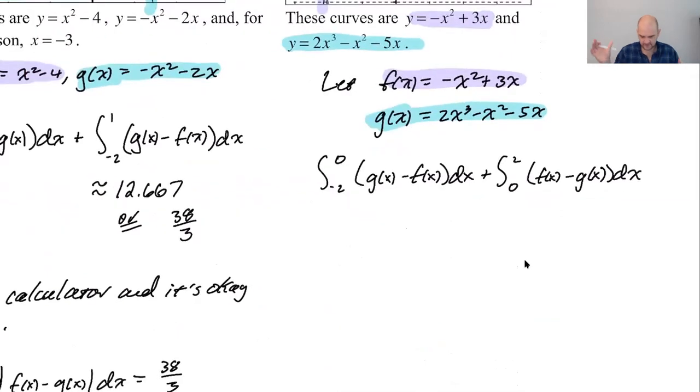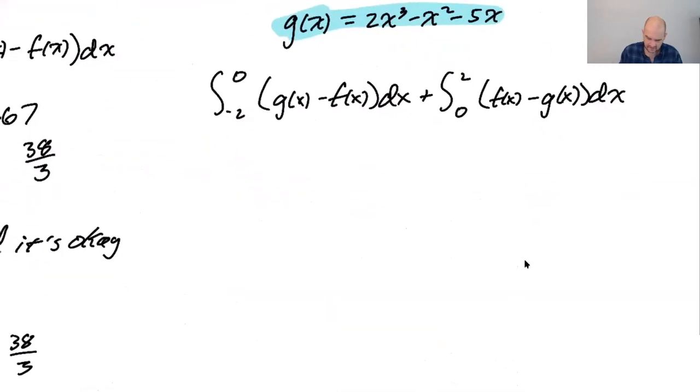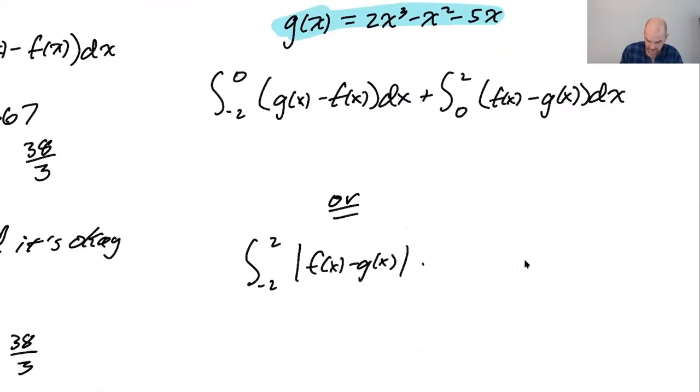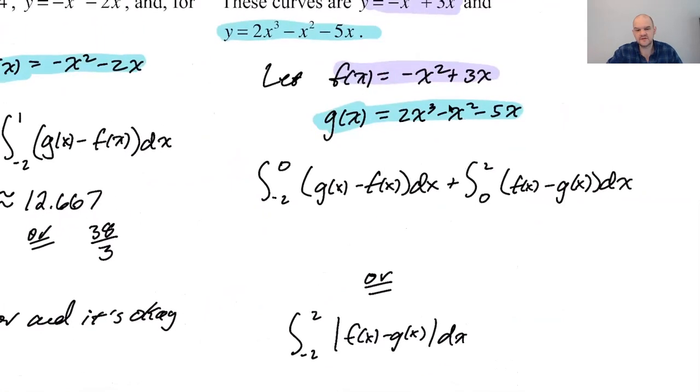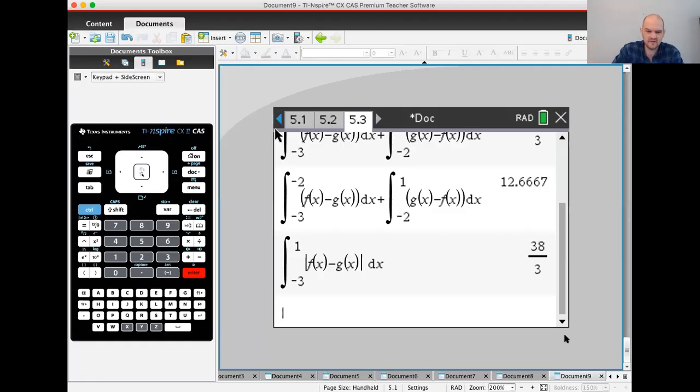Okay, calculator. So what else could we have done? We could have done the integral from -2 to 2 of the absolute value of just f of x minus g of x, or g of x minus f of x. It won't make a difference. Either of those should work. So let's see. I mean, you can change your calculator up.